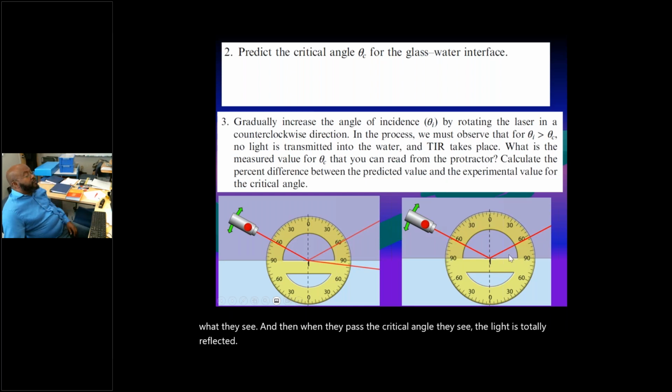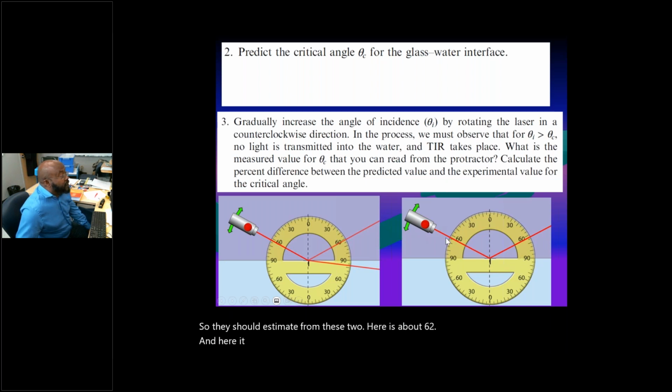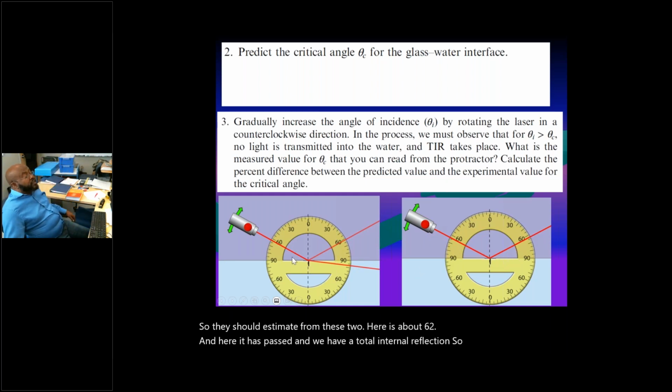So they should estimate from these two, here is about 62, and here it has passed, and we have a total internal reflection. So they would be able to estimate the critical angle when they just move this one back and forth.